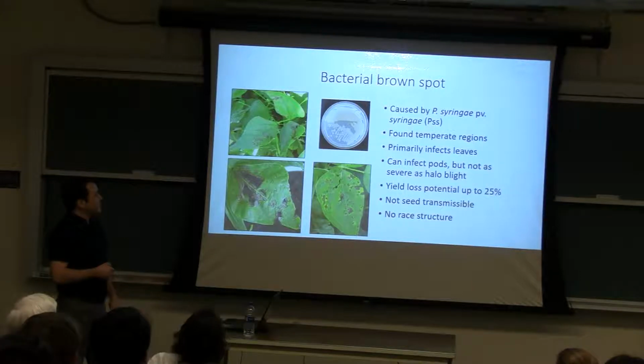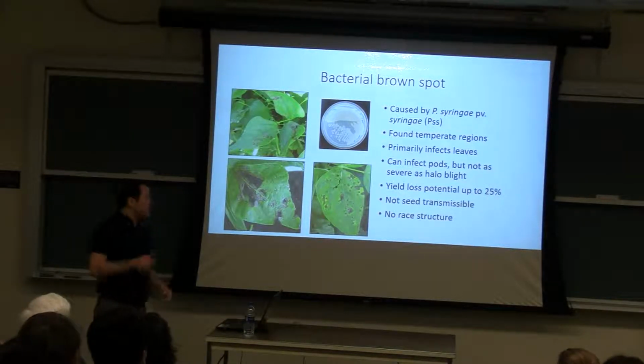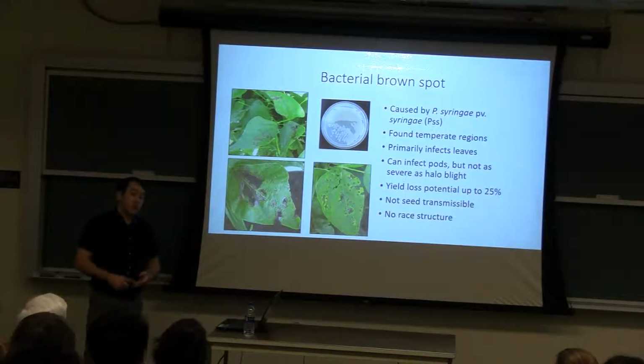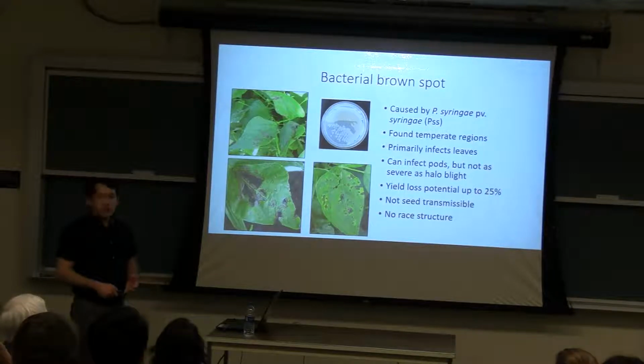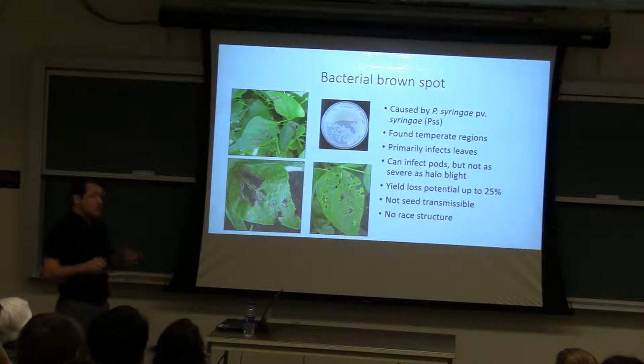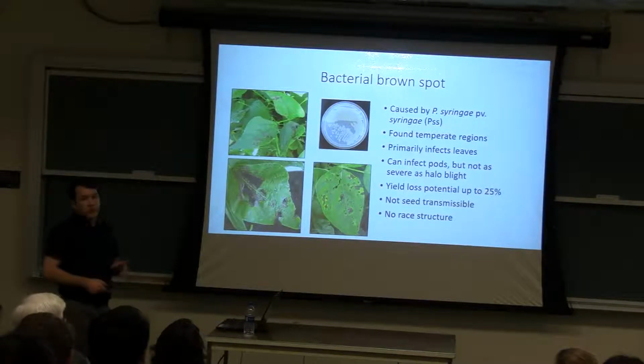All right, bacterial brown spot. As you can see, it looks pretty similar in culture, right? Can't really tell it apart. It's found in temperate regions, primarily infects leaves. It can infect pods as well, but it's not nearly as severe as halo blight. There's less yield loss potential, up to 25% under permissive conditions. Unlike halo blight, it's not seed transmissible, but it can be found in association sometimes, not very commonly. There's no race structure on common bean, right?